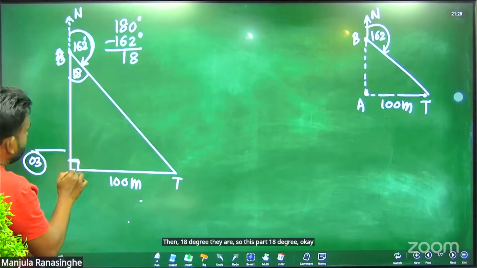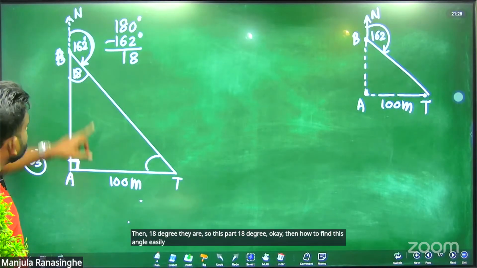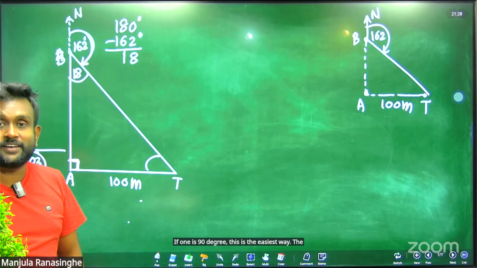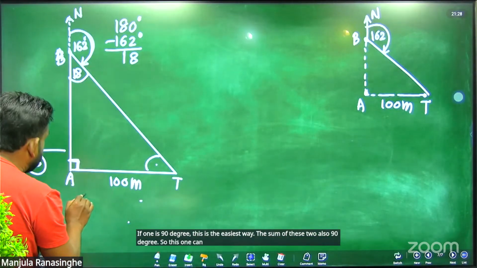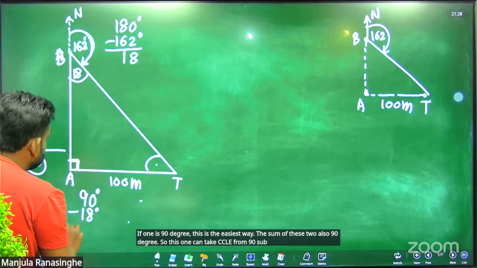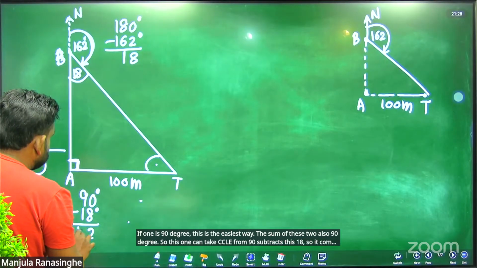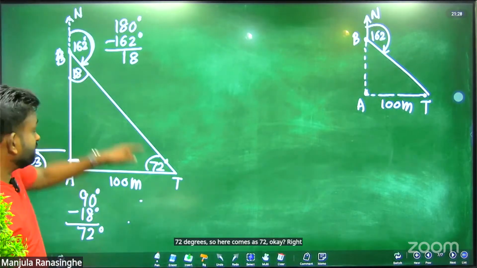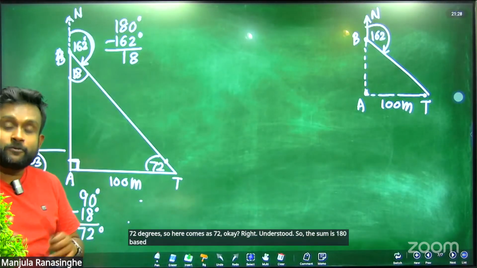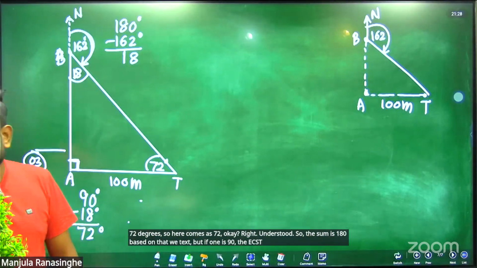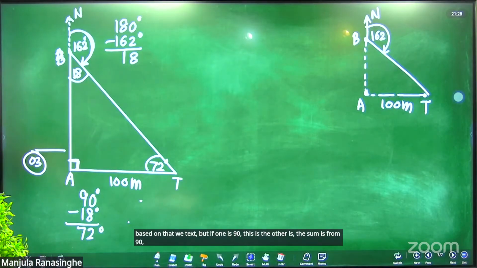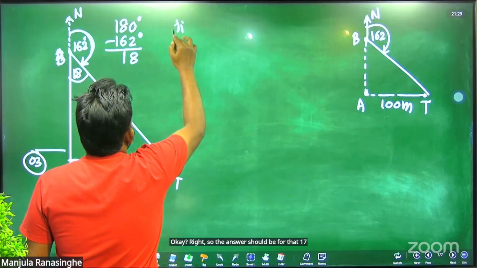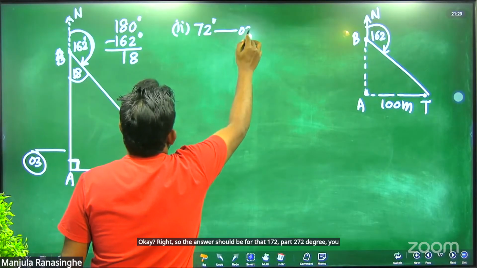Then how to find this angle? Easily, if one angle is 90 degrees, the sum of these two is also 90 degrees. So take 90 subtract 18, and it comes as 72 degrees. Understood? The sum is 180, based on that we take. But if one is 90, the easiest way is to subtract the given angle from 90. So the answer is 72 degrees. Part 2 is 72 degrees, 3 marks again.